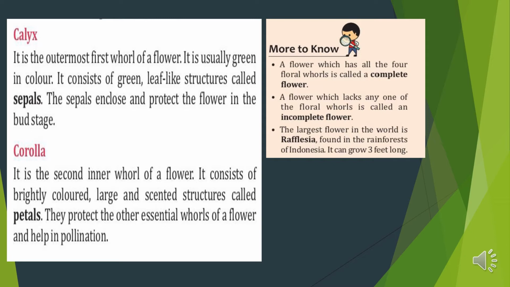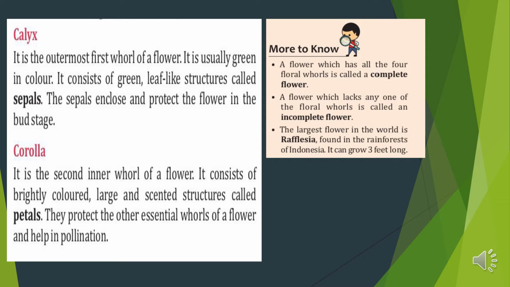Corolla. The second one is corolla. It is the second inner wall of a flower. It consists of brightly colored, large and centered structures called petals. The different colored petals, this is called the corolla.